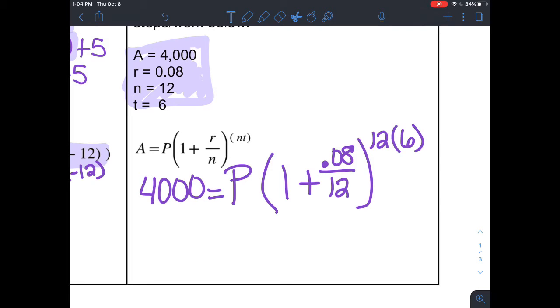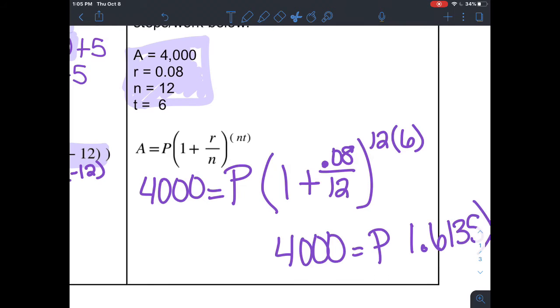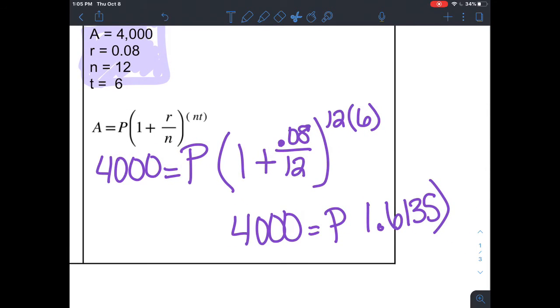So I will start on the right hand side, and I'm just going to plug in 1 plus 0.08 divided by 12, raised to the 12 times 6th power. I'm just going to type that right into Desmos, just like I see it. Make sure you include your parentheses. Make sure that 12 times 6 is in an exponent, and you'll get 1.6135. I just rounded to 4 decimal places. I like rounding a couple decimal places, just for a more accurate answer.